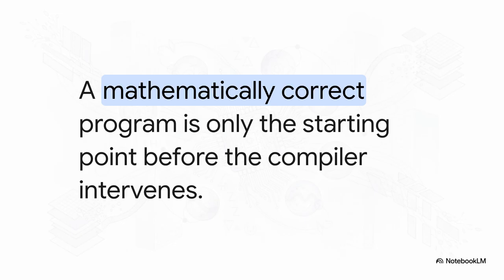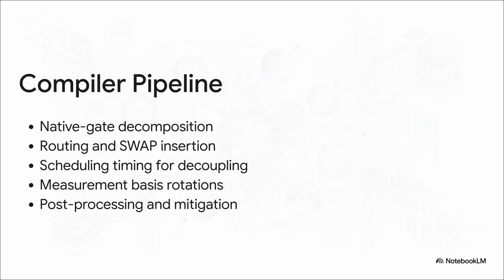Before it ever actually hits the hardware, the compiler deeply intervenes to create the executable reality. Because quantum programming is ultimately an exercise in resource constraints, the compiler pipeline handles all the heavy lifting here. First, native gate composition translates your abstract gates into the hardware-specific language. Then comes routing and swap insertion.